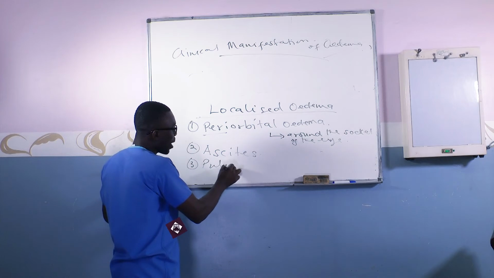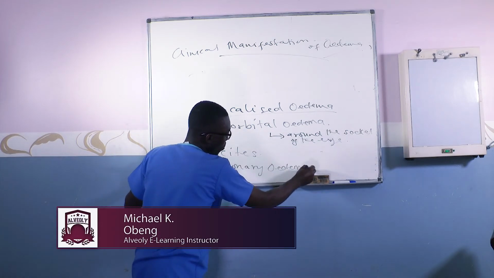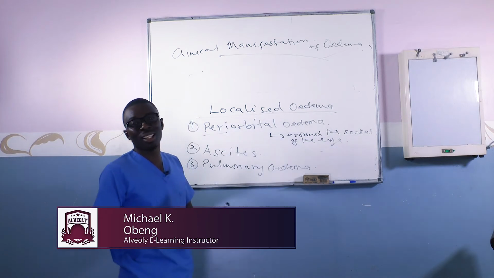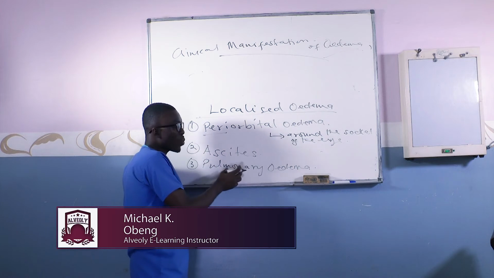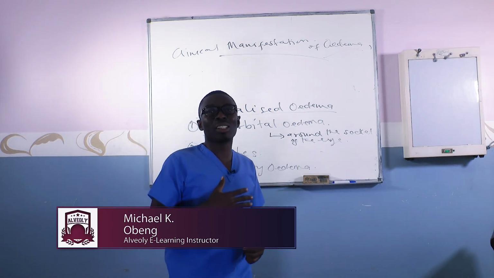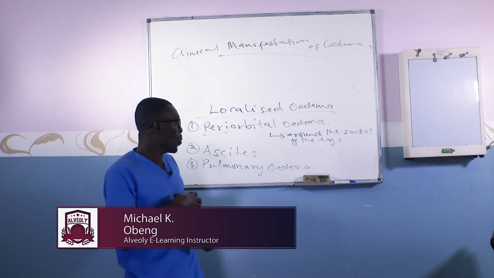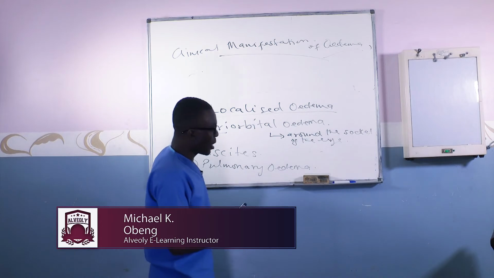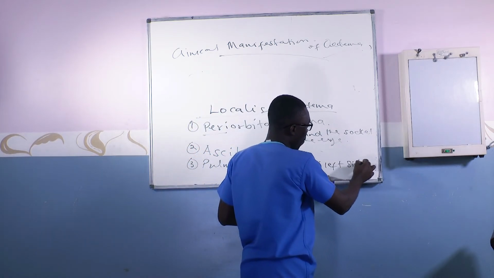Then we have pulmonary edema. The word pulmonary means lungs. Anything in association with the lung system, as in pulmonary edema. So this implies that when there is edema accumulation or fluid accumulation occurring in the lungs, then we term it as pulmonary edema. And this usually occurs in cases of left-sided heart failure.